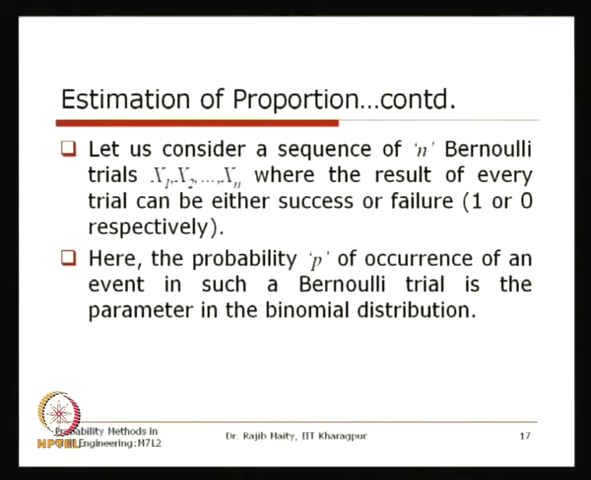Now, let us consider a sequence of n Bernoulli trials x1, x2 up to xn, where the result of every trial can be either success or failure, that is 1 or 0 respectively. Here the probability p of occurrence of an event in such a Bernoulli trial is the parameter in the Bernoulli distribution, in the binomial distribution. So, this p we have to estimate.